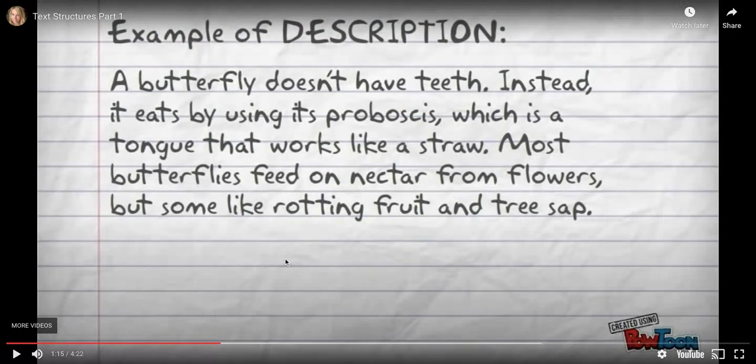So here is an example of a descriptive text structure that we might find in a nonfiction text. A butterfly doesn't have teeth. Instead, it eats by using its proboscis, which is a tongue that works like a straw. Most butterflies feed on nectar from flowers, but some like rotting fruit and tree sap.